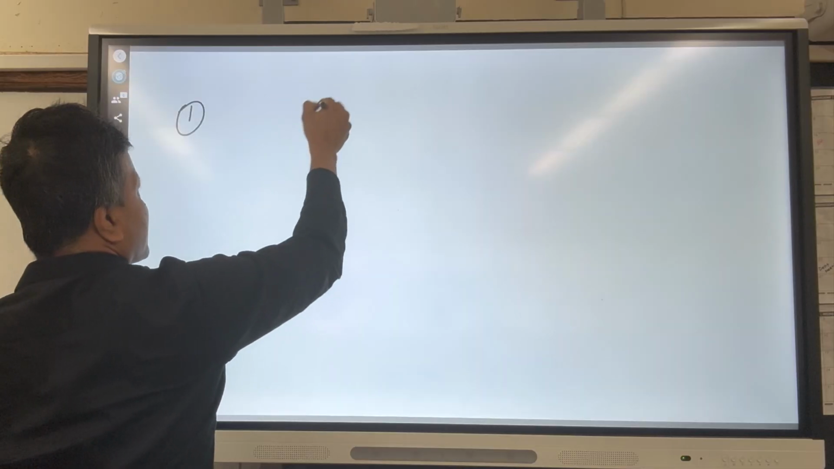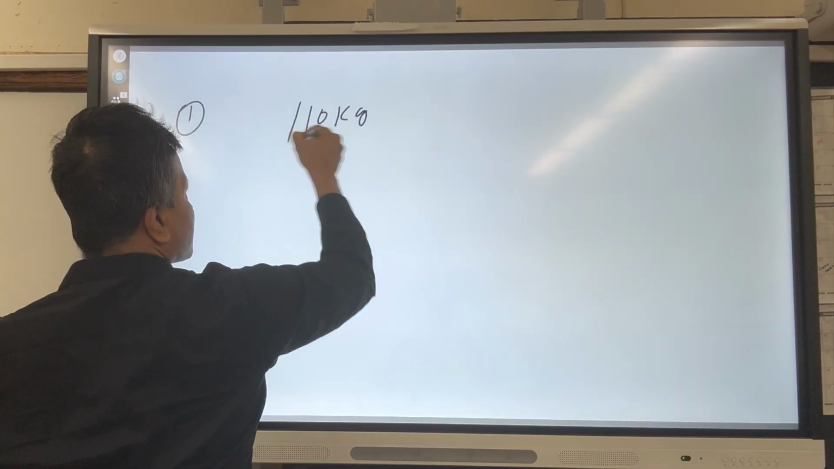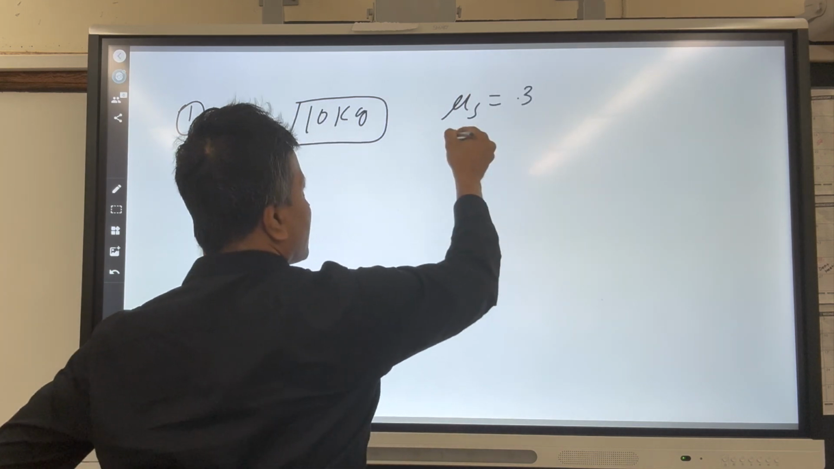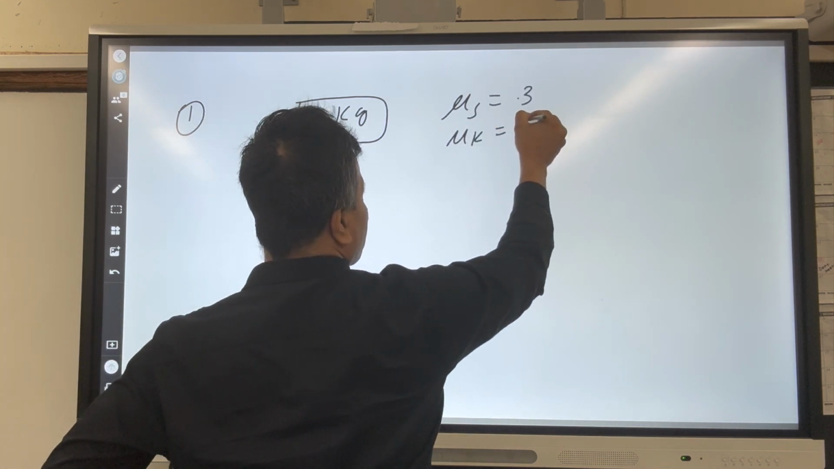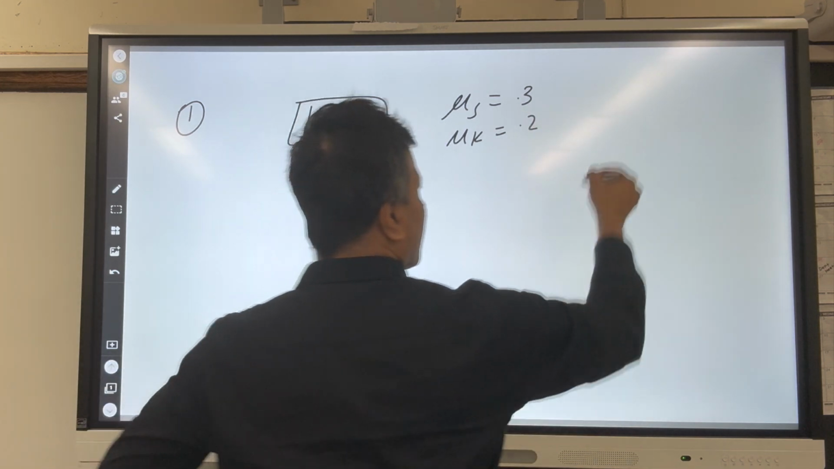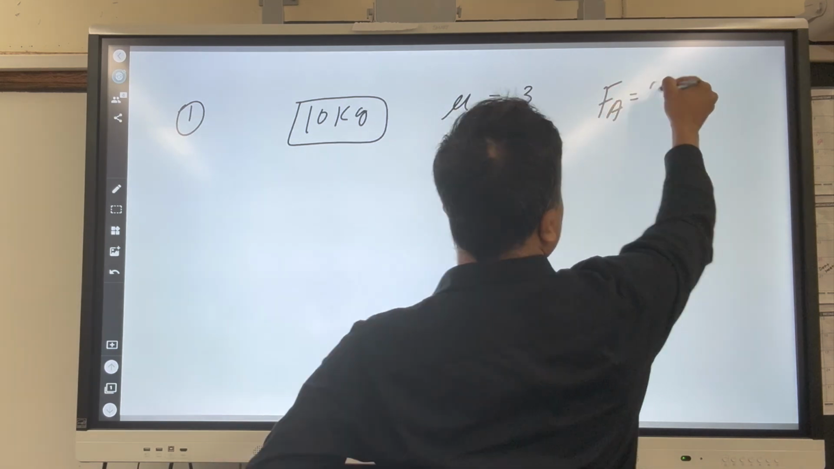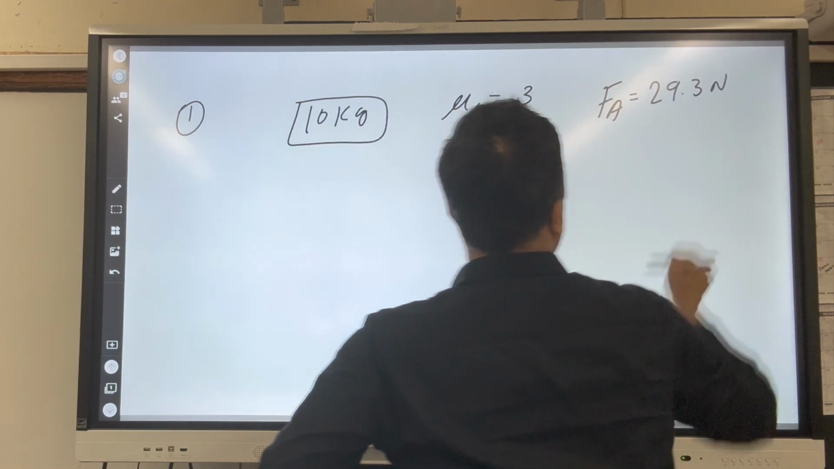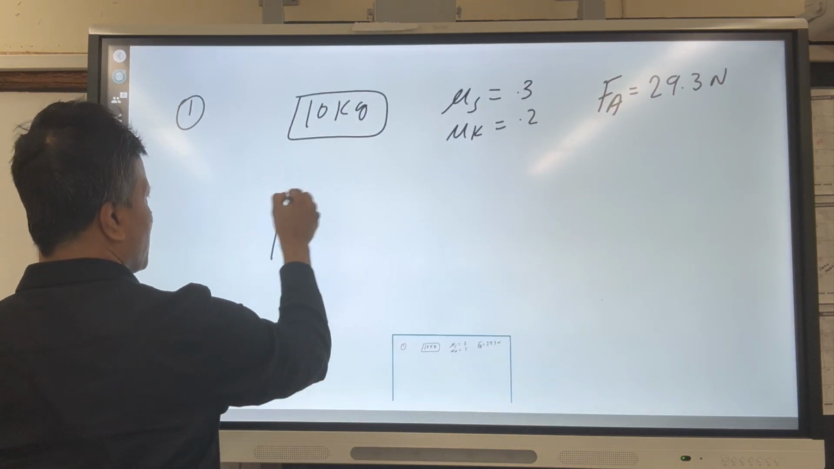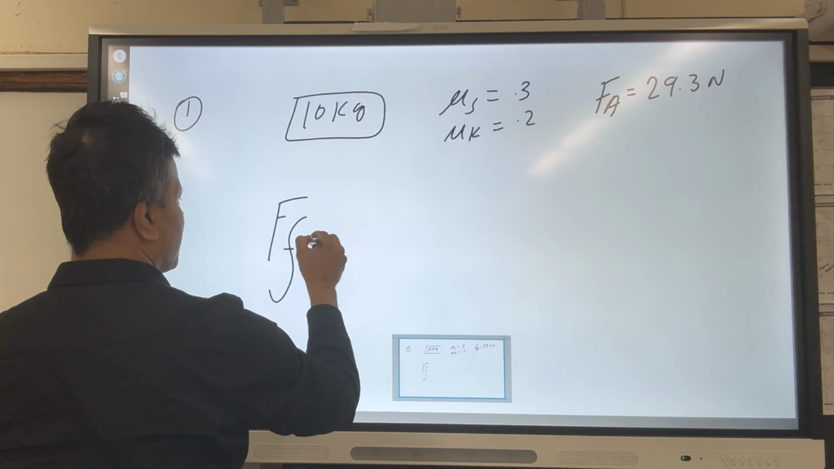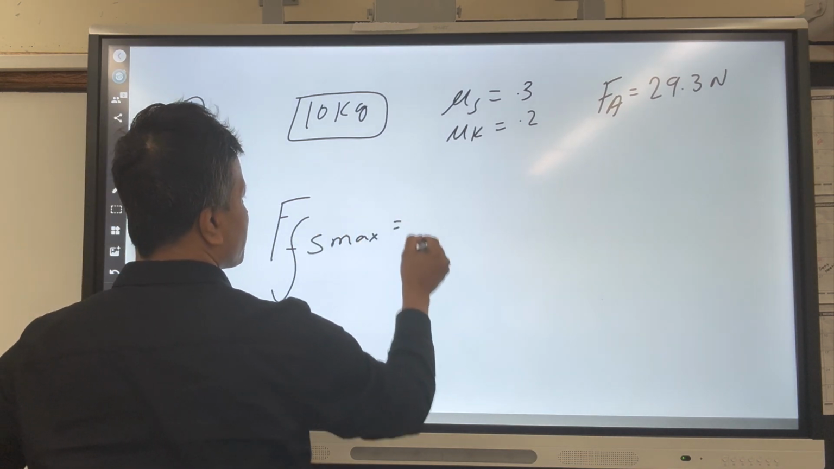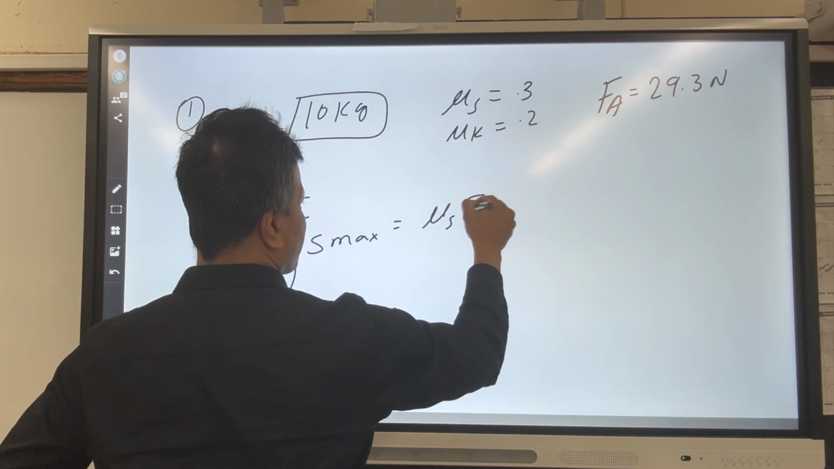I have a 10 kilogram box, right? And I have mu s, which is 0.3, and mu k, which is 0.2. Now you apply some force, 29.3 Newton. What is the maximum static friction possible, right? Maximum static friction possible is mu s Fn, right?